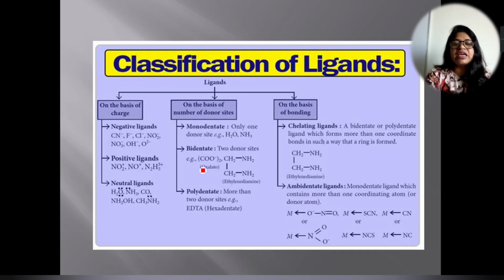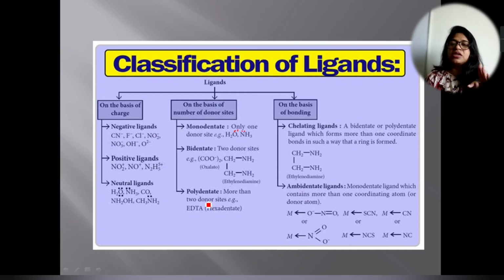Now, another classification is based on the donor site. If a ligand can donate only one pair of electrons, then it is monodentate. H2O has only one pair of electrons it can donate. NH3, only one pair of electrons it can donate. Looking at the second example, ethane-1,2-diamine or ethylene diamine, it can donate two pairs of electrons. There are two nitrogen atoms, so each nitrogen atom can donate a pair of electrons. So it is called a bidentate ligand.